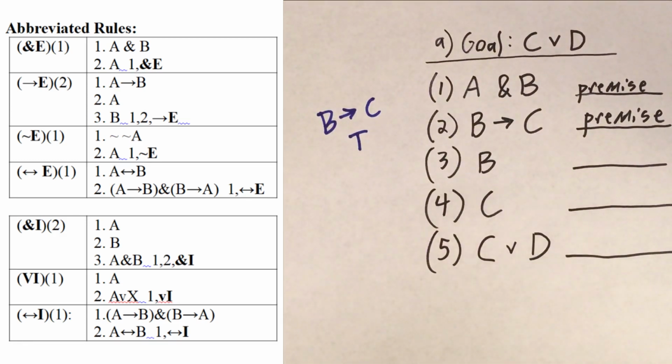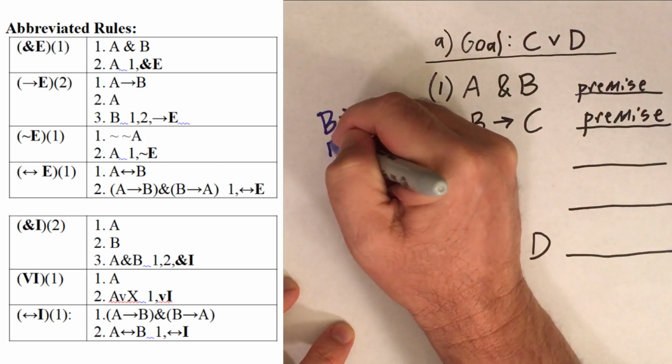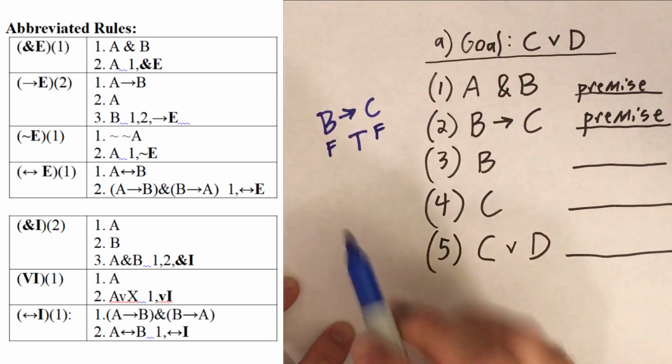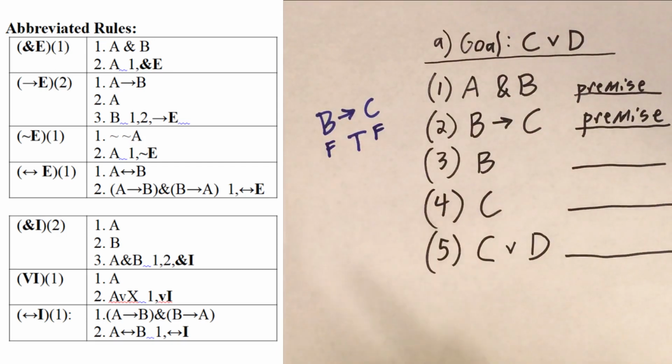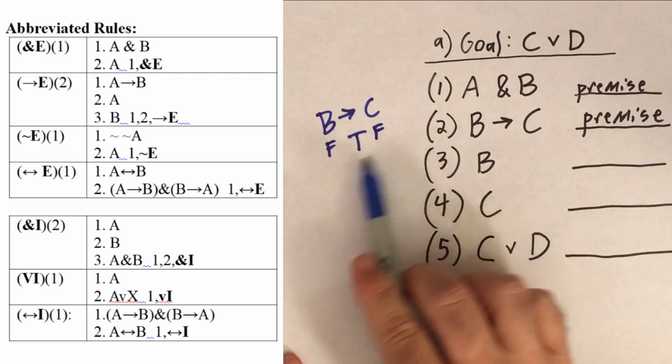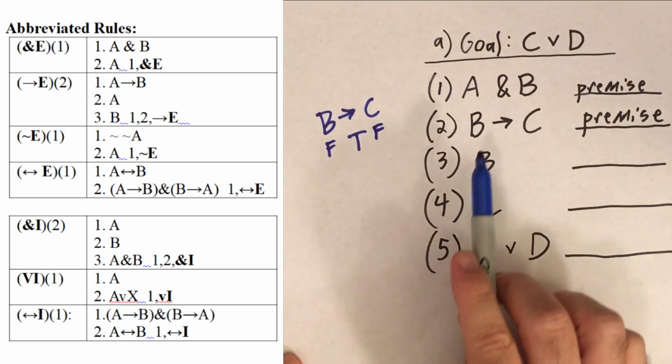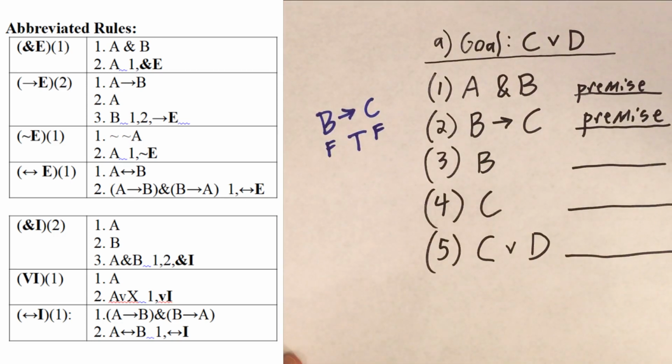If I know that B conditional C is true, I don't know the value of B or C yet at all. Because notice, if B is false and C is false, that conditional is still true. Remember our conditions. A conditional is only false when ordered true then false. So this is a true case. So notice, I don't know that B is true in line 2. I have to find it elsewhere.